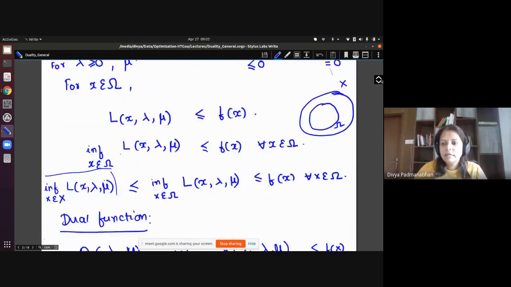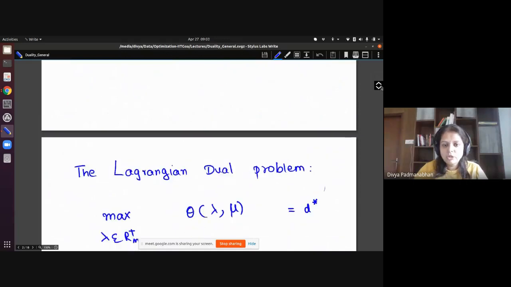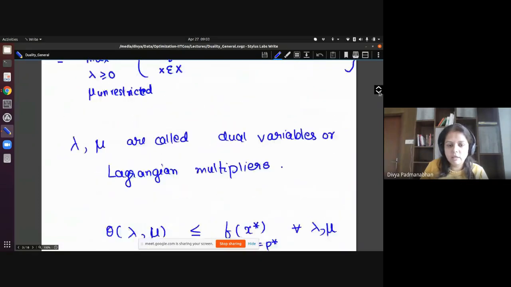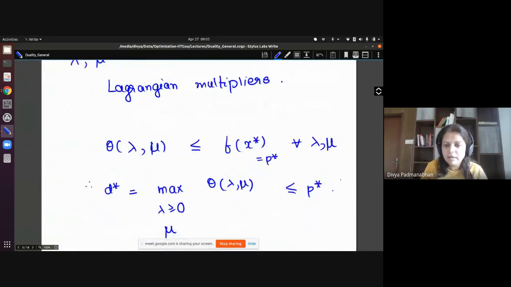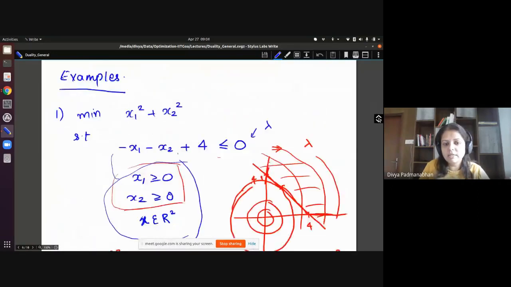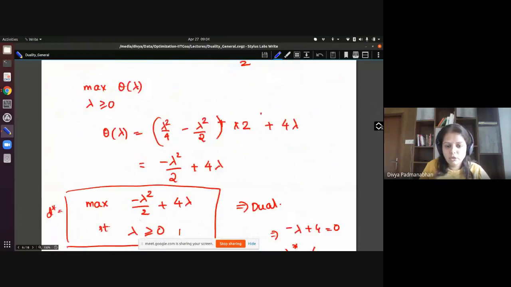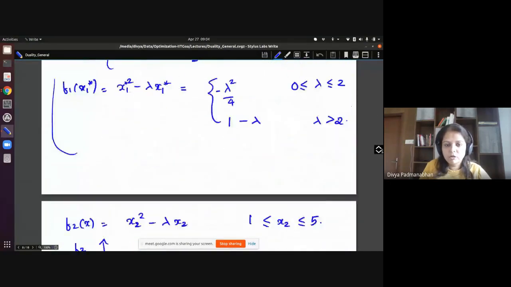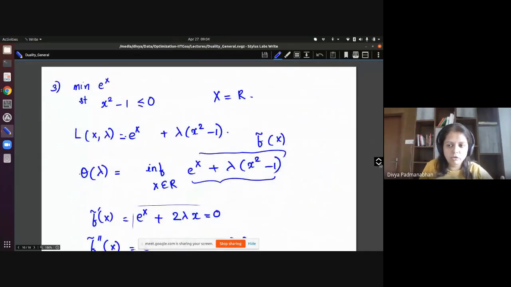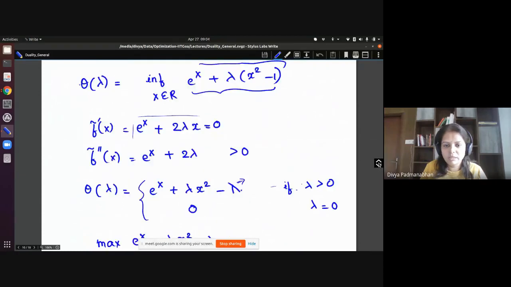So this was the Lagrangian, and we wrote the dual function. The Lagrangian dual problem was to maximize the dual function with respect to the lambdas and mus. We called this D star, the Lagrangian dual, and the primal was denoted by P star, and we always had that D star is less than or equal to P star. We saw an interpretation, and then some examples of how the dual could be written. You may not always get a closed form for the dual; sometimes it might involve the primal variables too.